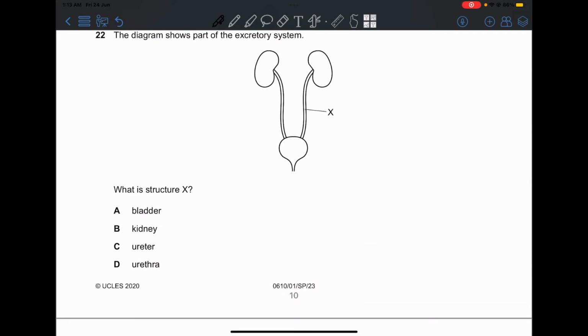22. The diagram shows part of the excretory system. What is structure X? Now we know that structure X is actually the ureter. So our answer is going to be C.